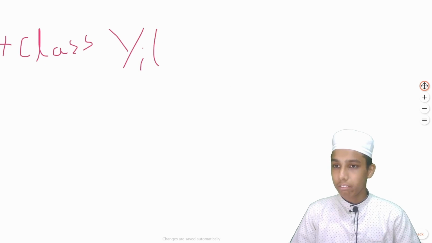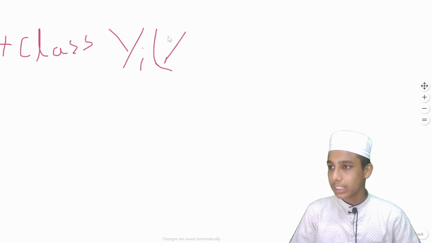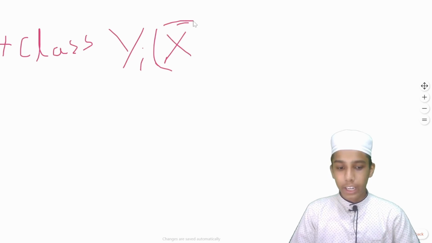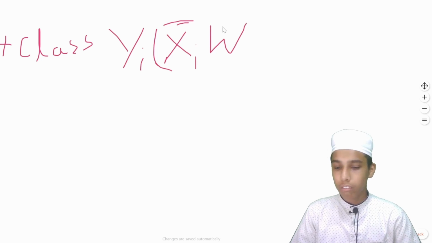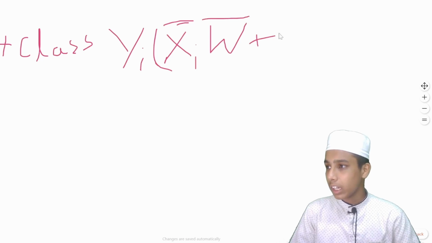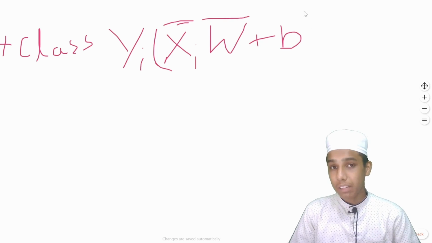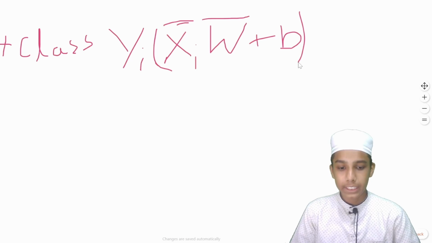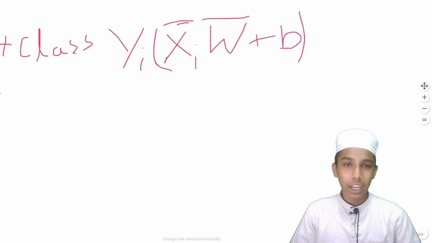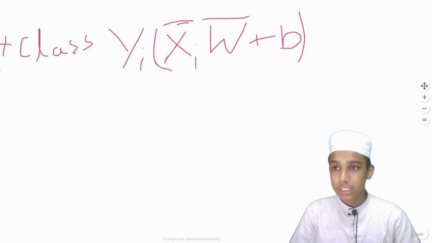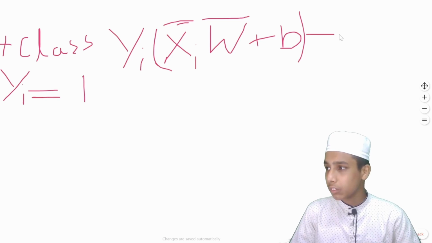Now we have the y, we have the brackets, and in the brackets I'm going to use the x, with x sub i, and then we have w plus b. Now we have to multiply this one, so for multiplying we are going to use the brackets. Now we give y sub i, and for the plus class we have y sub i equals 1, so this is also going to equal 1.